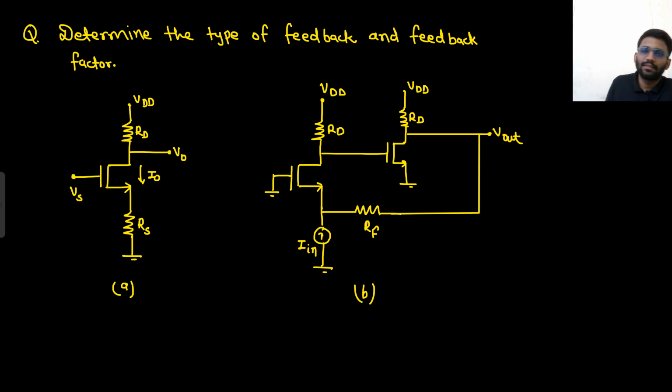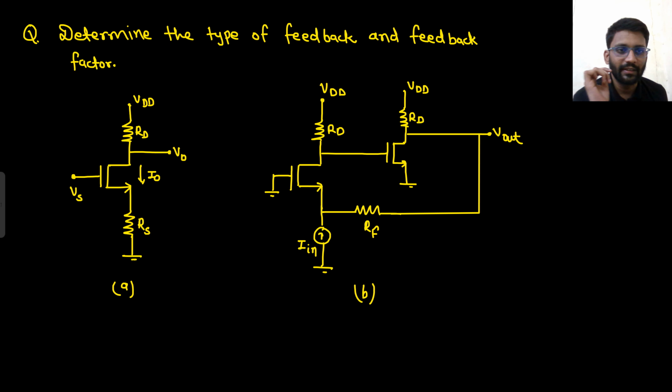So let's solve these questions. Very easy questions they are. You have to determine the type of feedback and the feedback factor, right? So what kind of feedback is there? First you need to tell positive feedback or negative feedback. These you can tell on your own, but let's determine the topology now.